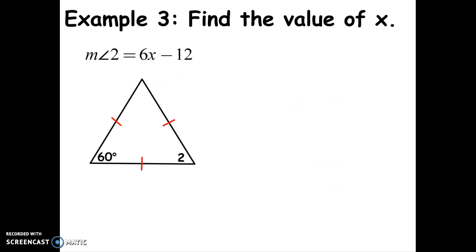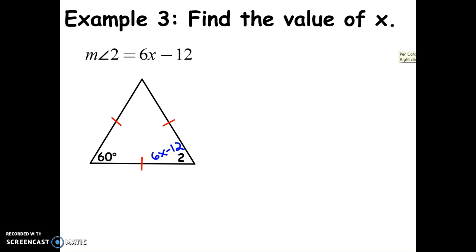Example 3. So we're going to find the value of x using this information here. So we're told that the measure of angle 2 equals 6x minus 12. So I'm just going to write that in right here. This is angle 2, so that means this is 6x minus 12.